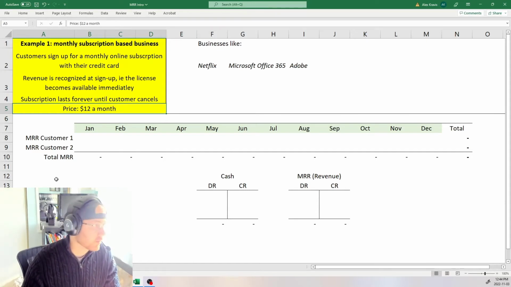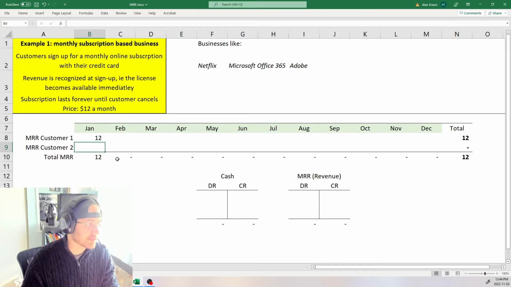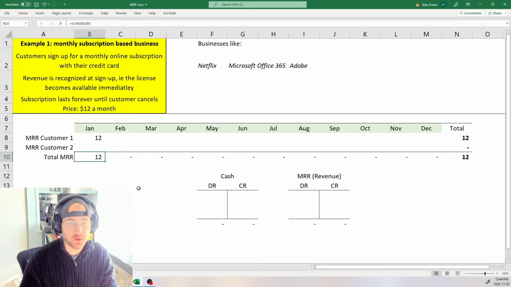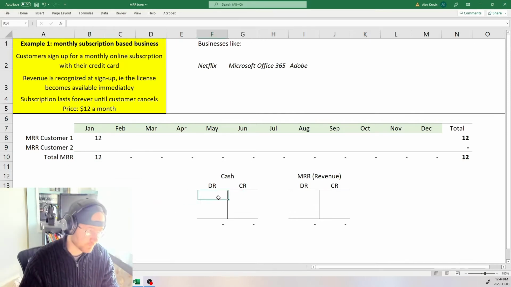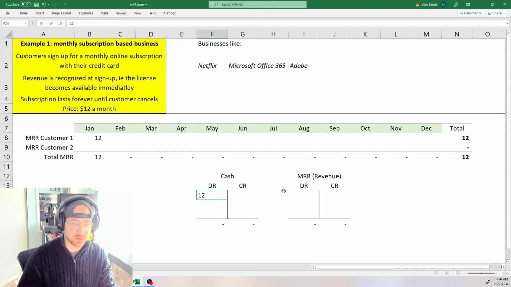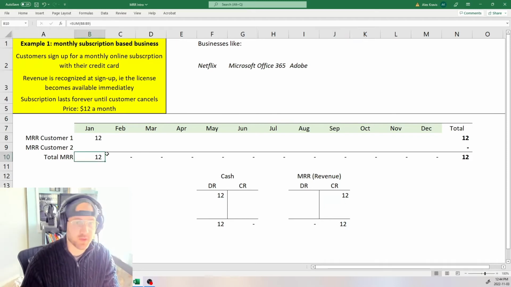So let's just take an example here. Somebody signs up on January 1st and pays the company $12 to sign up for the service. So you can see in that month, we've literally got $12 worth of MRR, $12 worth of monthly recurring revenue in that given month. What happens from an accounting standpoint is the company is going to receive cash on signup. So they're going to receive $12 cash in the bank, and then they're going to recognize $12 worth of revenue. Okay, and that's it. So that's the first month. One month down, you've got $12 worth of MRR.